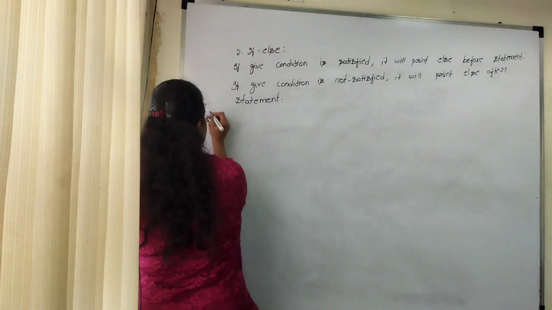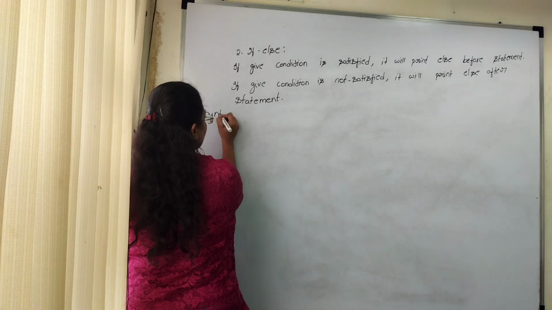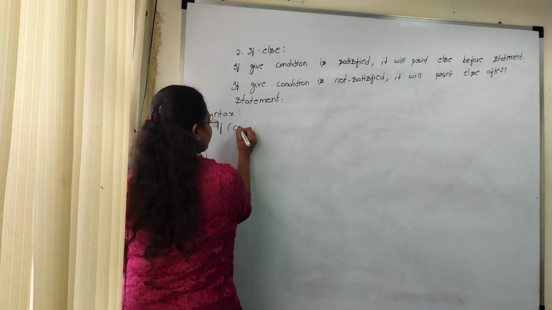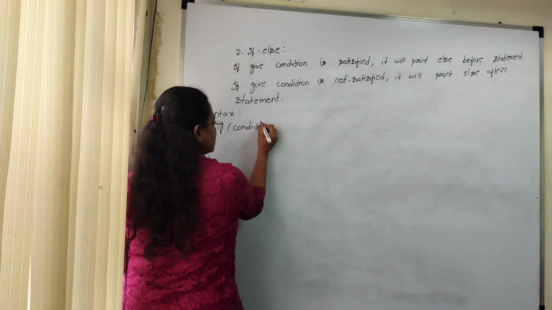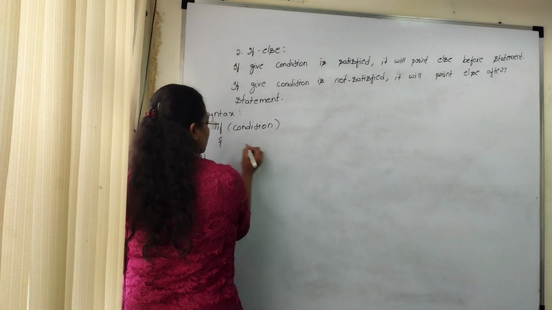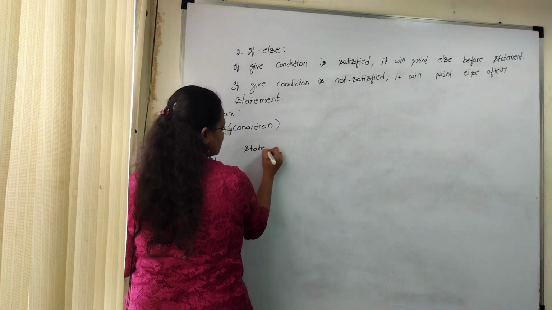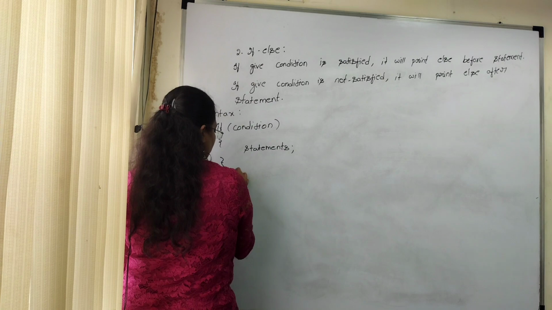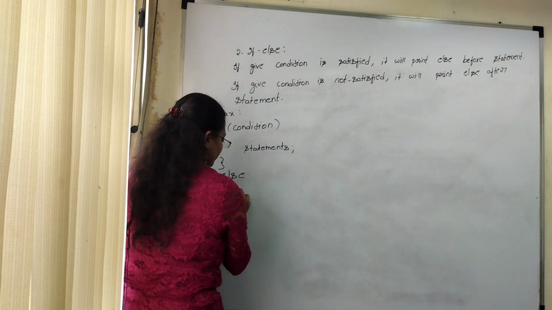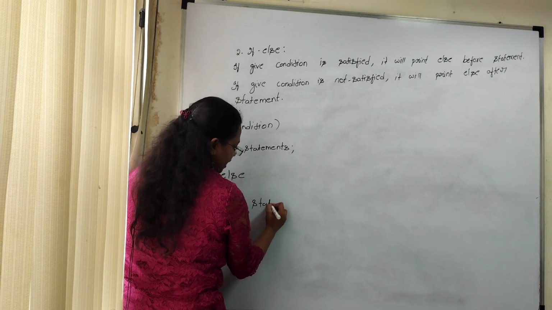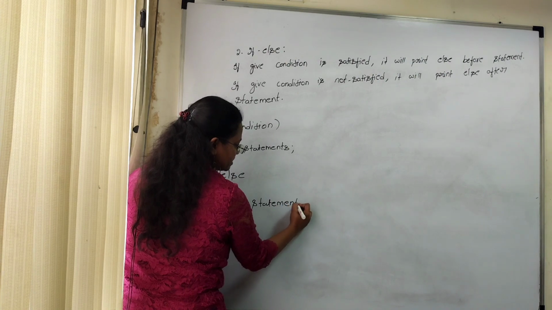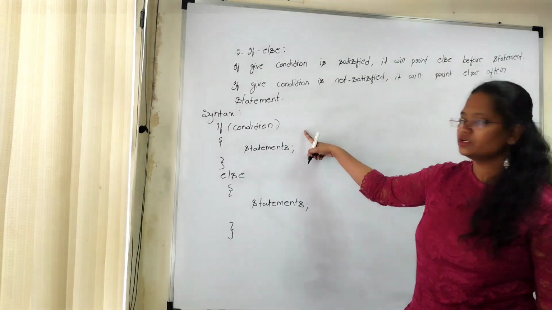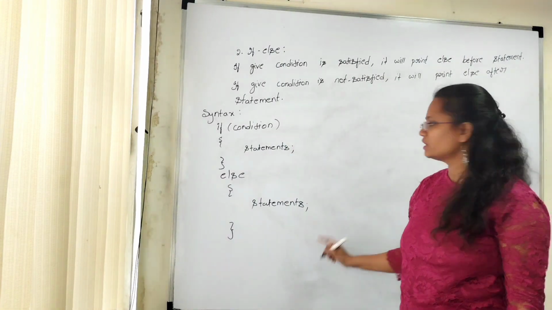So let us see the syntax, how you can represent if else. First of all, you need to write down if of condition. If this condition is satisfied, it is going to print the statements you have written before else. Otherwise, it will go to the else part and print the else after statements when the condition has failed. So this is the syntax to represent if else, okay.